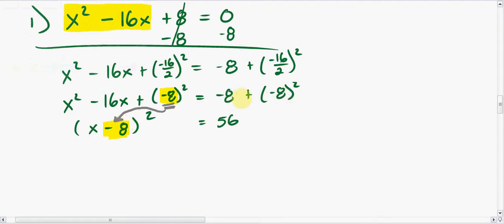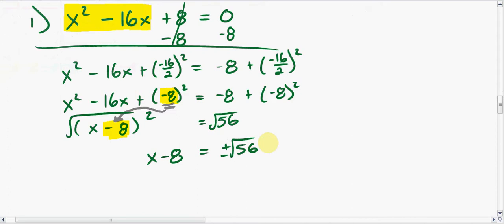Then you'd want to always simplify the right hand side, and you'll end up getting 56. So the next step is to isolate this whole quantity by getting rid of the square. I'm going to take the square root of both sides and simply get x minus 8 equals plus or minus the square root of 56. 56 is not a perfect square.